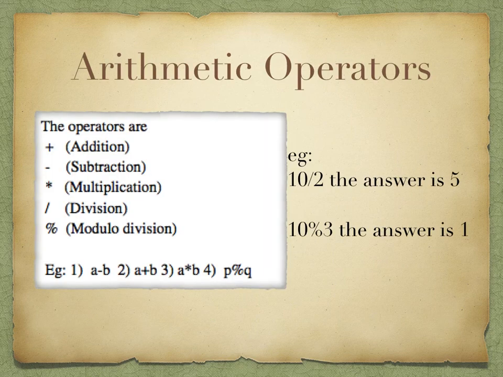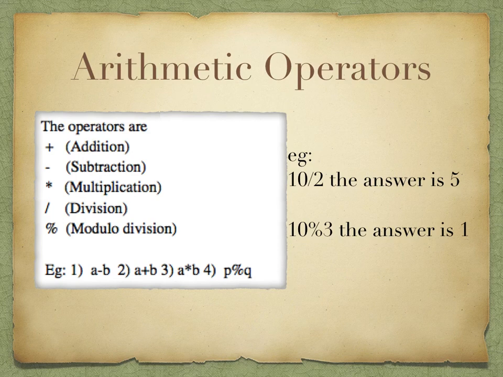The first kind of operator that we are going to study is the arithmetic operators. As the name suggests, if you want to do any kind of arithmetic operation in your program, you can use any of these operators. The commonly used arithmetic operators are plus, used for addition, minus, used for subtraction, star symbol, used for multiplication, slash symbol, used for division, and one more important operator, the percentage symbol, which we call the modulo division operation.